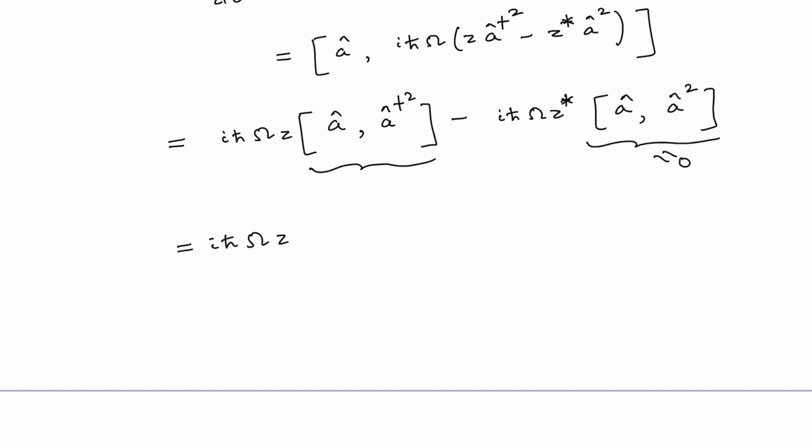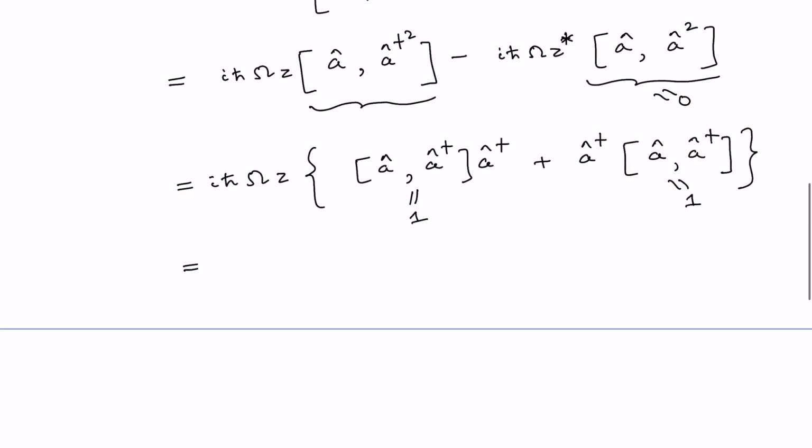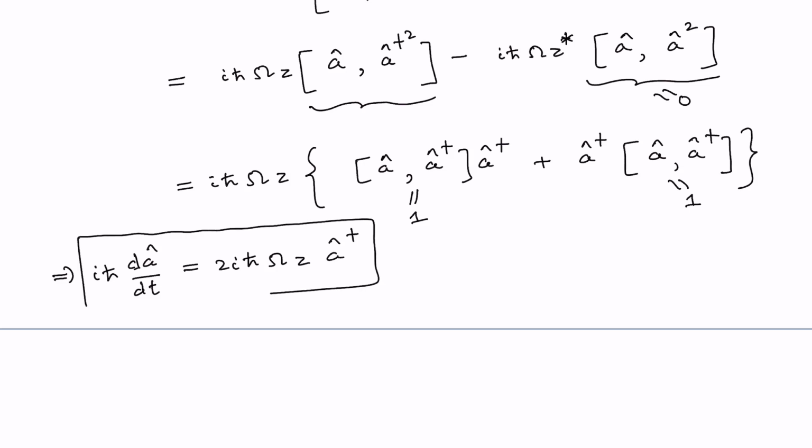You know that this one I can now write as A A dagger plus A dagger A, and you know that the commutator of A and A dagger is equal to 1. So this is going to give me twice i h bar omega z A dagger. So I get i h bar dA/dt equal to this, the equation for the annihilation operator.